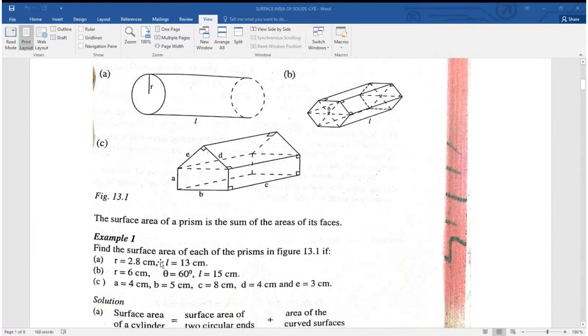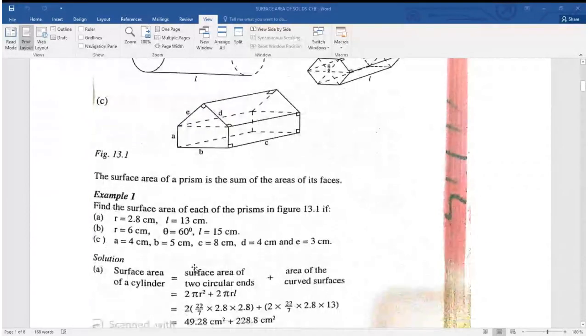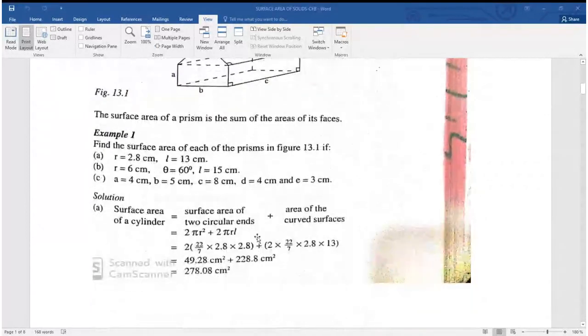If it is closed, then you are going to find the area of the two circular parts, 2 pi r squared, so you have r here, and then 2 pi r L. Instead of 2 pi r h, you're going to have 2 pi r L. Where there is h in our other formula, you just use L here, and then you get your answer. So this is how you would do it.